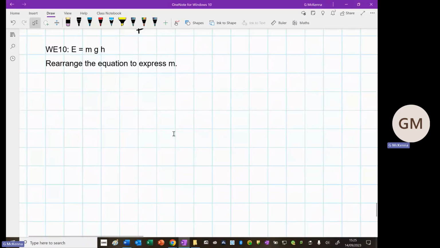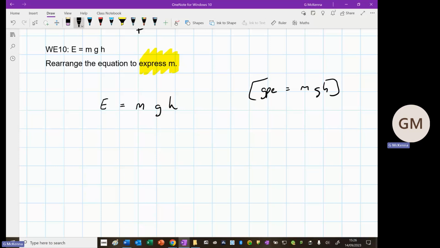Okay, example 10 here. Again, this is an example for GPE, energy is equal to mass times gravity times height. For this particular calculation, we're looking to express m for mass. So, we'll just write this equation out again, like E is equal to mgh. And I do appreciate that probably your school has maybe used, instead of E, perhaps GPE is equal to mgh. And look, that's perfectly fine as well. If that's what you're used to, you put your GPE in on the left hand side instead of that.